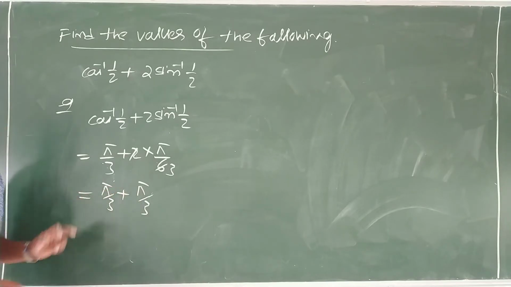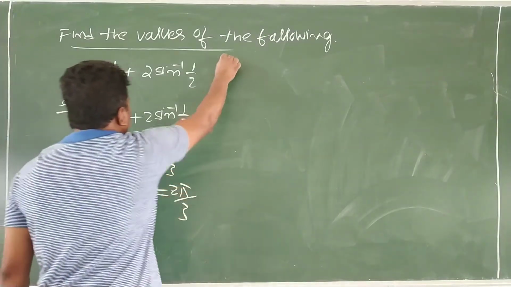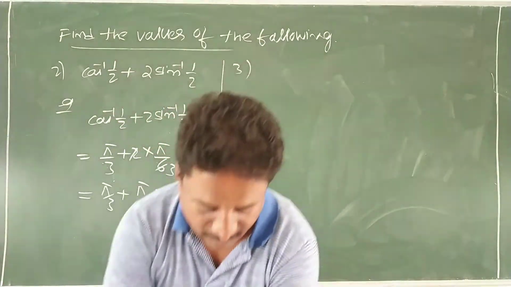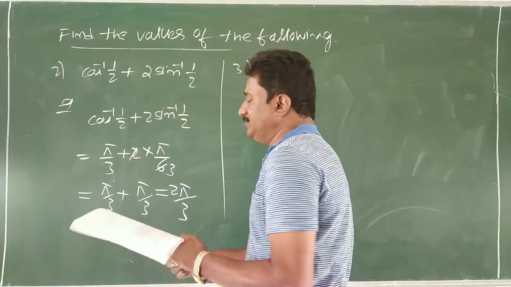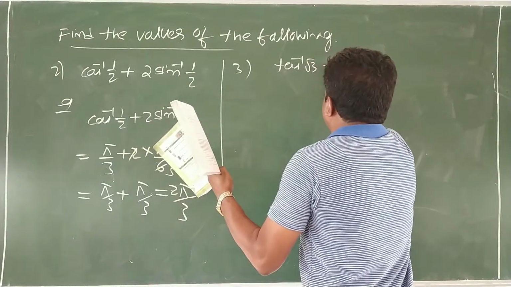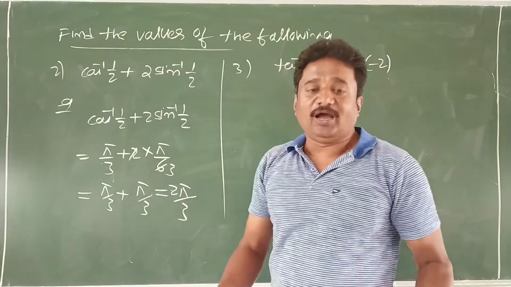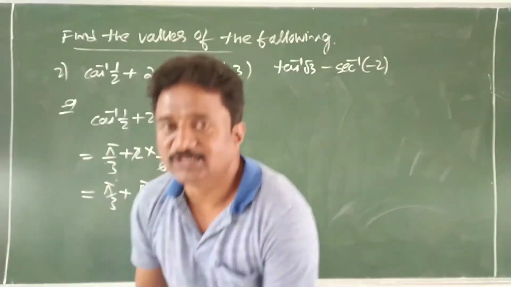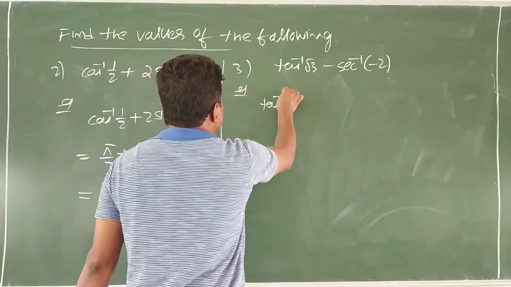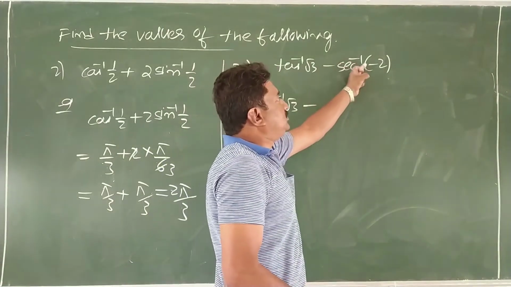Pi plus pi, 2 pi by 3. Let us solve one more question. Write, find the value of tan inverse root 3 minus secant inverse minus 2. Again, one more easiest question. Solve that, students. So tan inverse root 3 minus, what is secant inverse minus x?